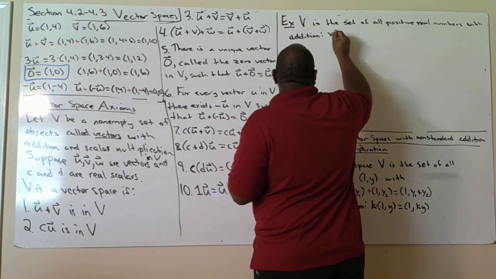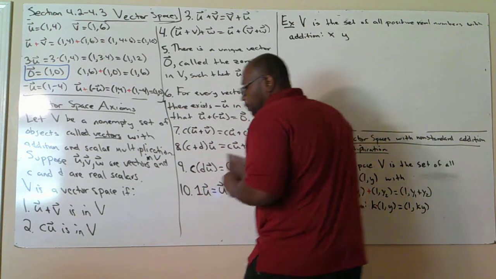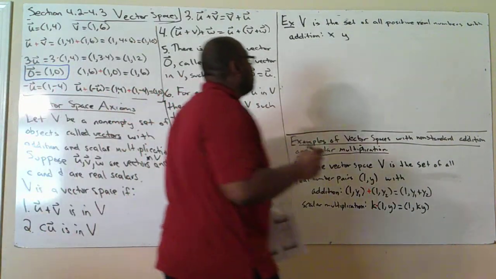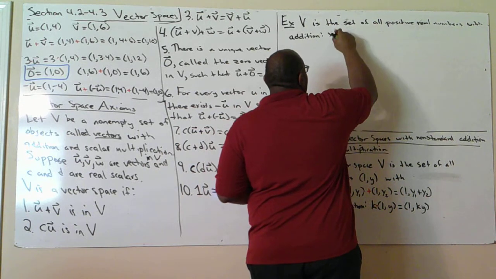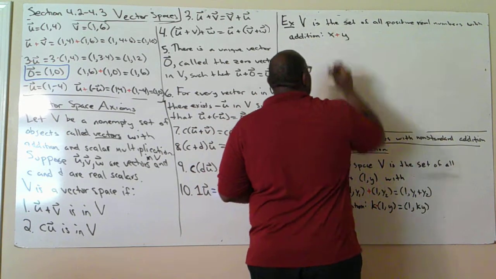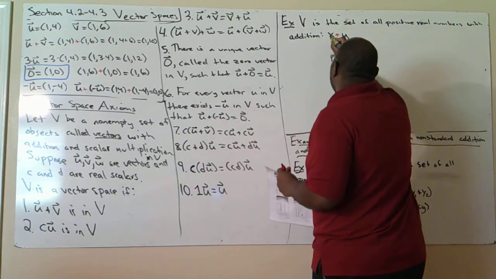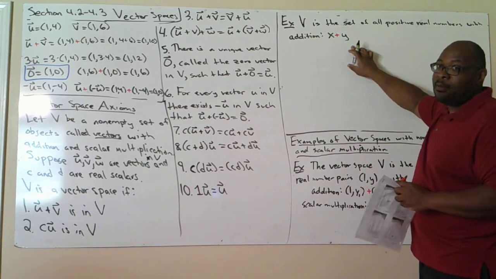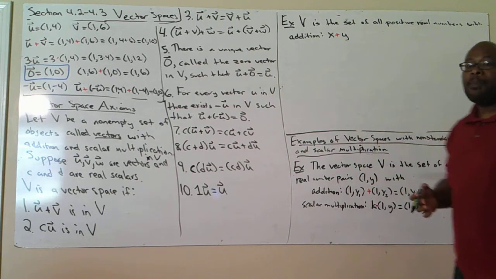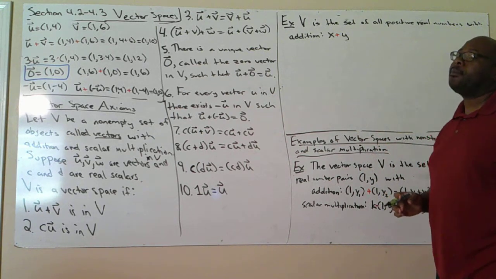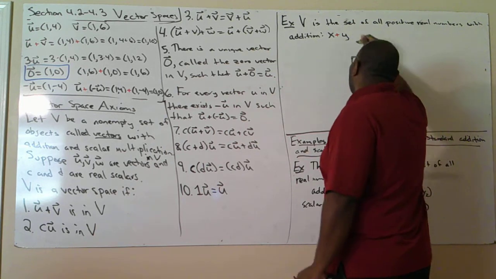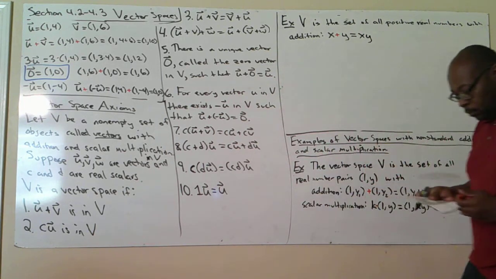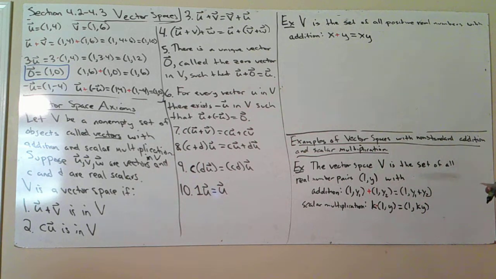Going to have the x plus y. Now, where's my red? X plus y, right? So before I keep going, x is a real number, y is a real number, and both of them are positive, by the way. X plus y is equal to x times y.